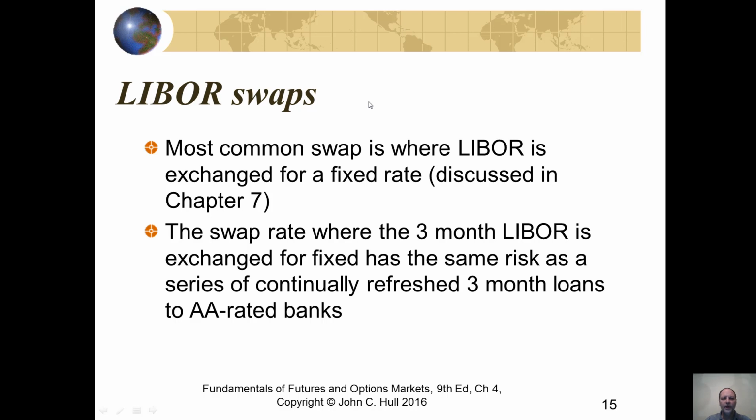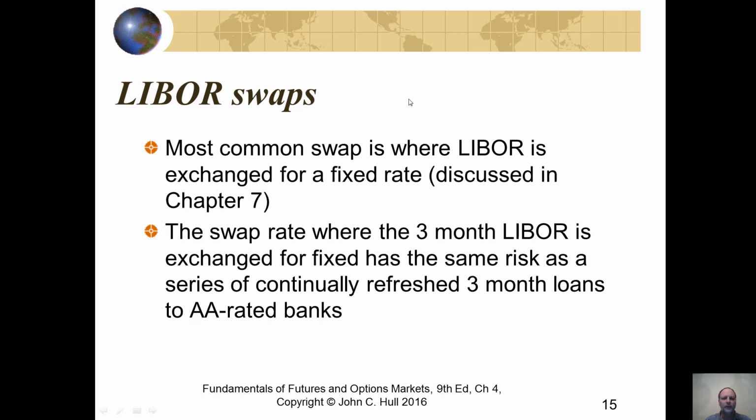The most common type of swap is a fixed for floating interest rate swap, or in most cases, a LIBOR swap. So this is a swap where LIBOR is exchanged for a fixed rate. We will discuss it in detail in Chapter 7 and also in other videos. The swap rate where the 3-month LIBOR is exchanged for a fixed rate has the same risk as a series of continuously refreshed 3-month loans to a AA rated bank.